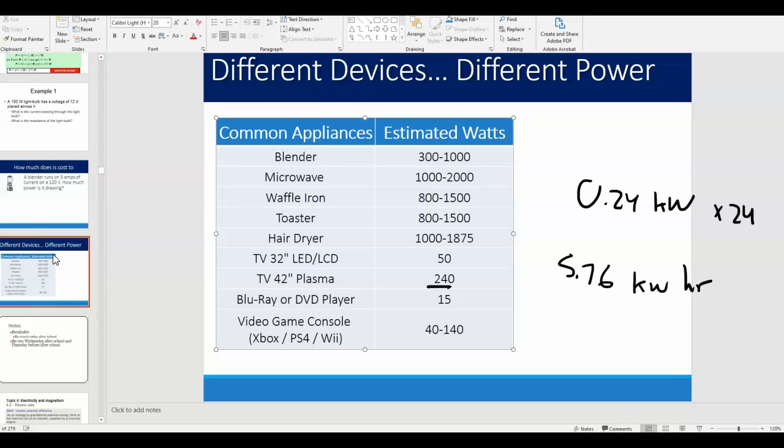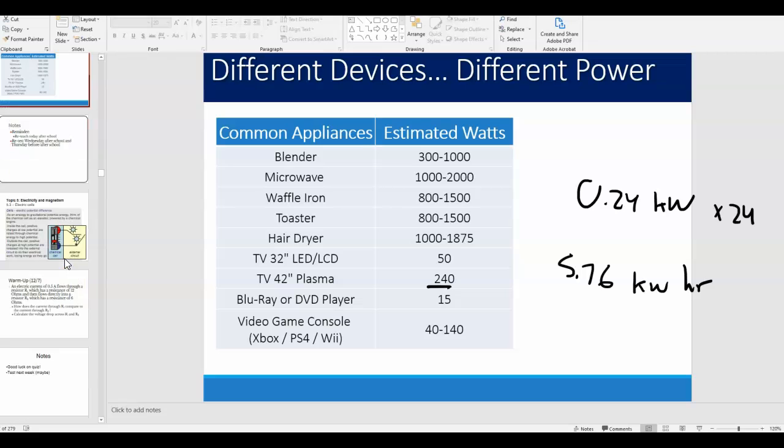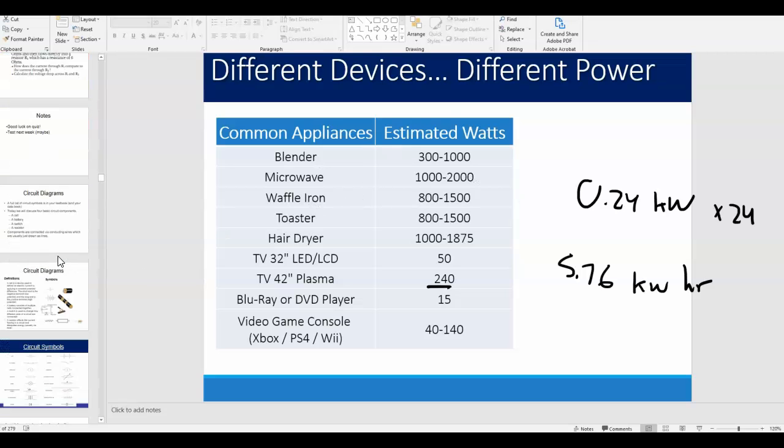All right, so let's move on. In the circuits unit, power calculations tend to be pretty straightforward and simple. I want to talk about circuit diagrams really quickly, and then we're going to get into a more complicated part of this unit.